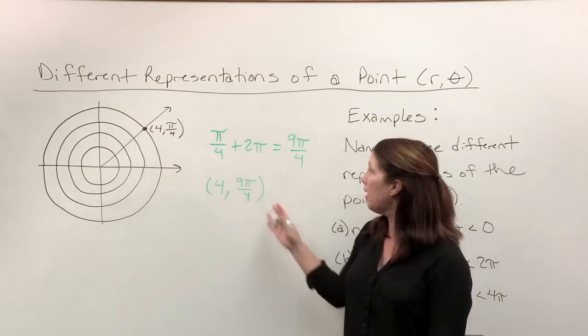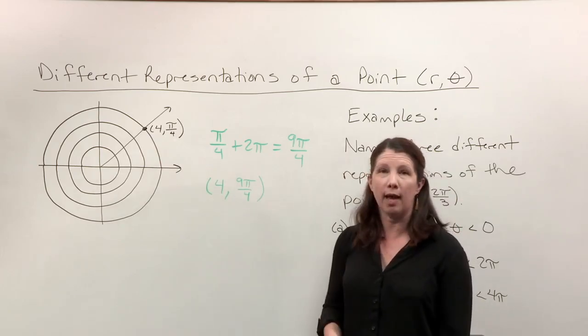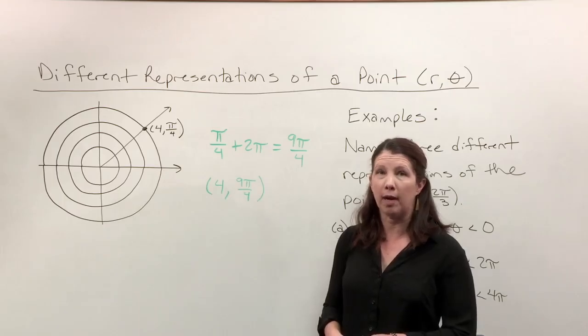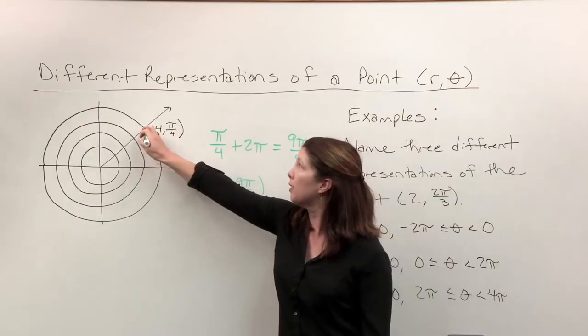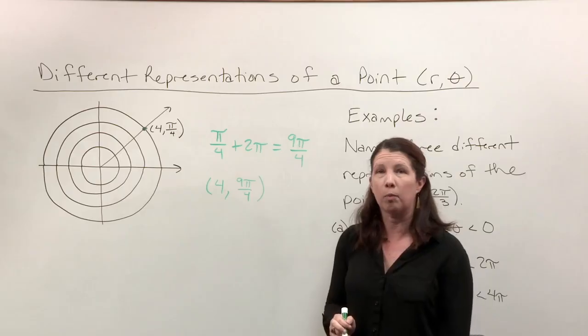I could find any other coterminal angle by continuing to add or subtract any multiple of 2 pi and would still have a point that lies on the same spot on our polar plane.